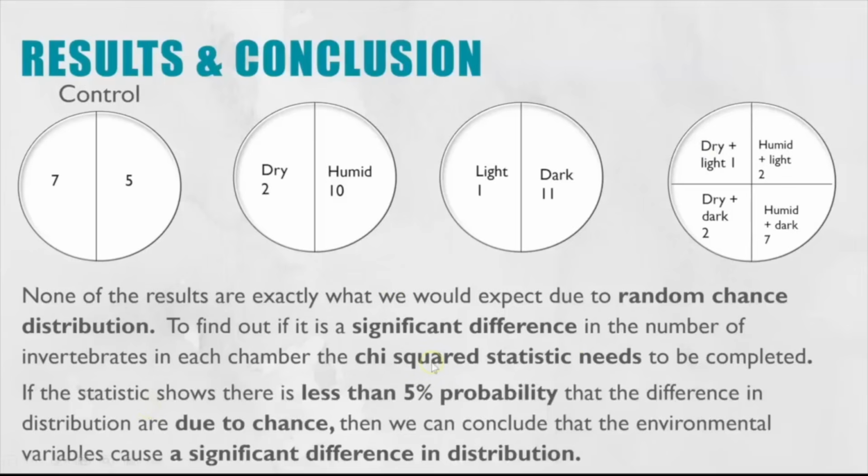Now, the point of doing the statistic is to help with your conclusion. And this is so, as we said, you can say if it's significant or not. So if the statistic shows there's less than 5% probability that the difference in the distribution between the 2 chambers or the 4 chambers are due to chance, then we can put in our conclusion that the different environmental variables in each of these chambers does cause a significant difference in distribution.